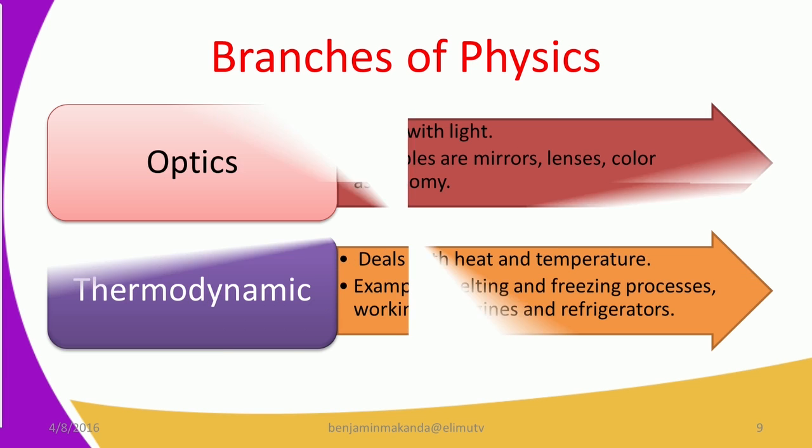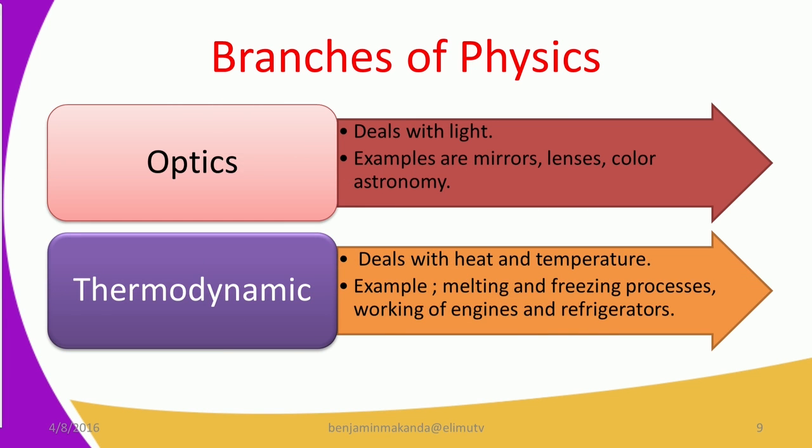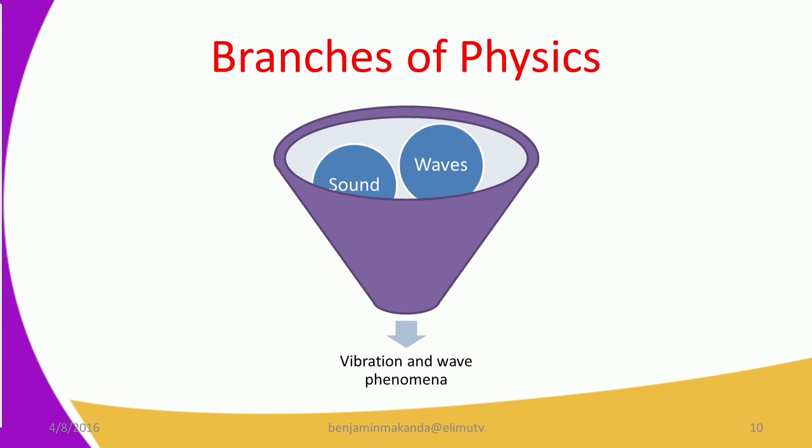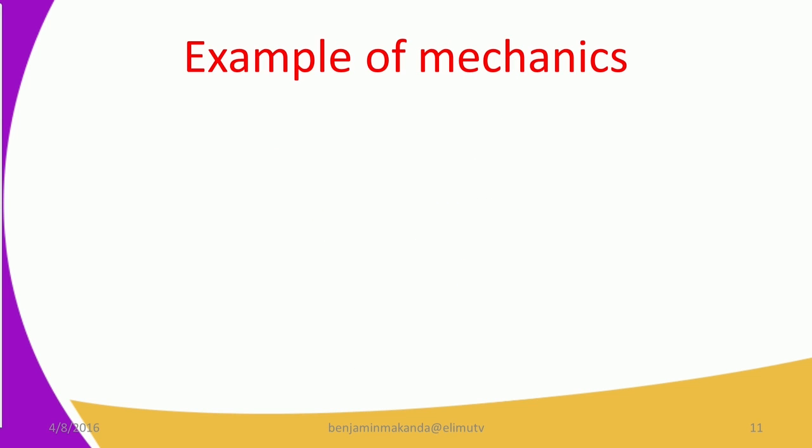Still on branches of physics, we go to optics. Optics deals with light. Examples are mirrors, lenses, color, astronomy. Thermodynamic deals with heat and temperature, and examples include melting and freezing processes, working of engines and refrigerators. So still on the branches of physics, the last branch is vibration and wave phenomena, and these are two. We have sound and we have waves. Those are the branches under that category.